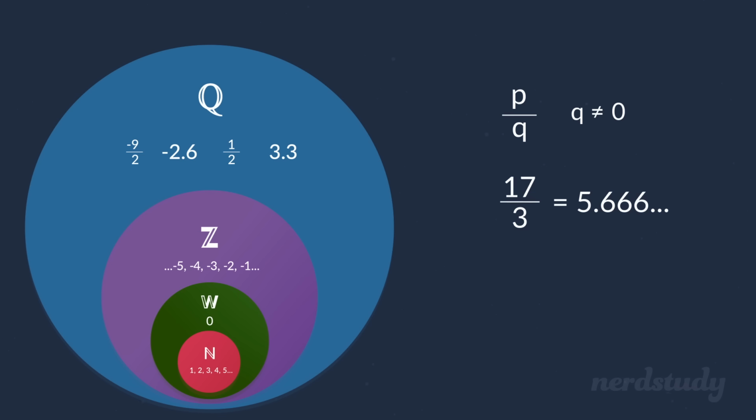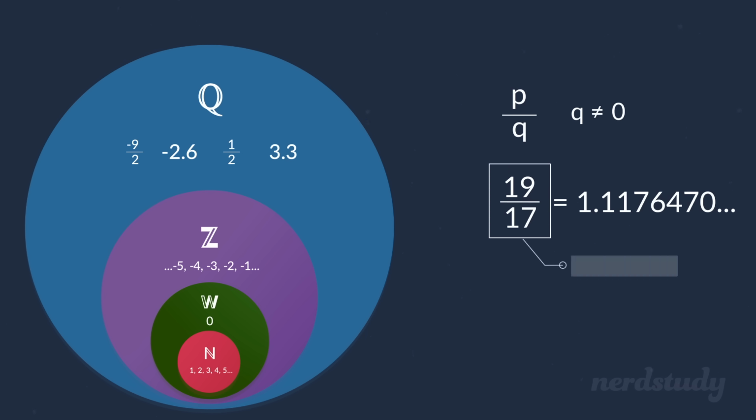Now, whereas this looks fairly organized with its repeating 6's, even something like 19 over 17, which yields this rather unpredictable looking decimal, would still be considered a rational number. And why? Because this is an integer, and this is also an integer that is not equal to 0. Okay, so far so good.